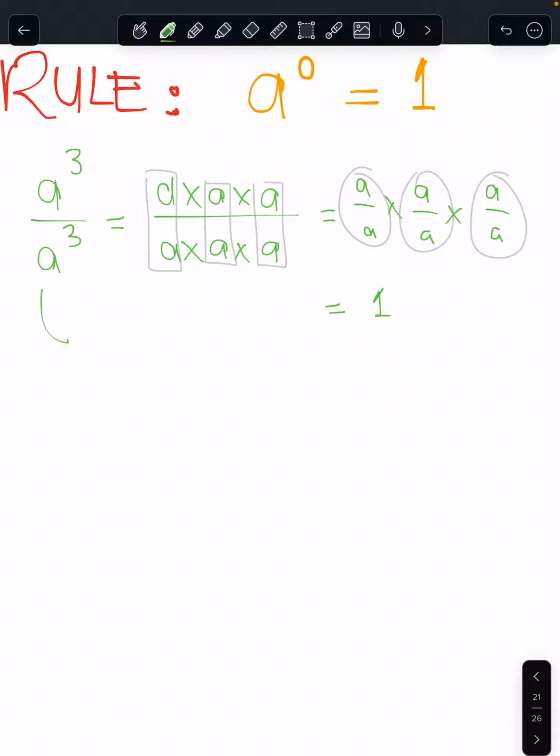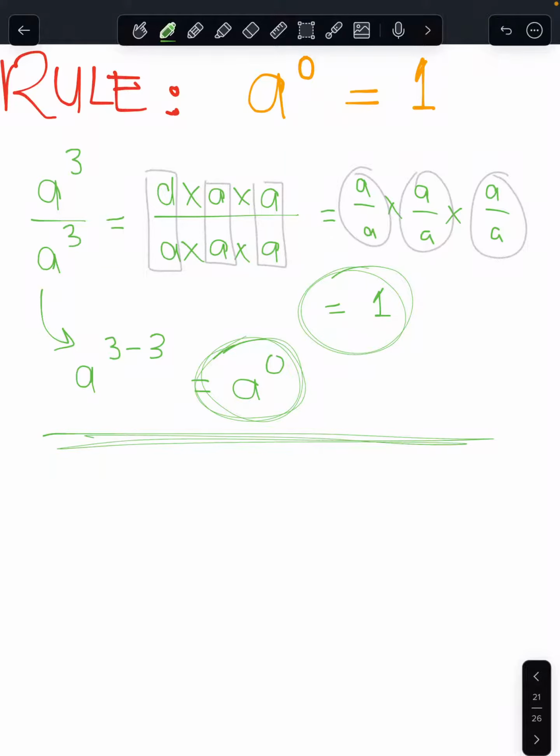But if we use the division rule that we explored in video number 2, a to the 3 divided by a to the 3 is the same as a to the 3 minus 3, which is equal to a to the 0. So these results must be the same.